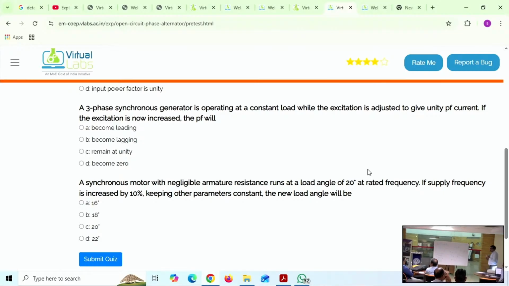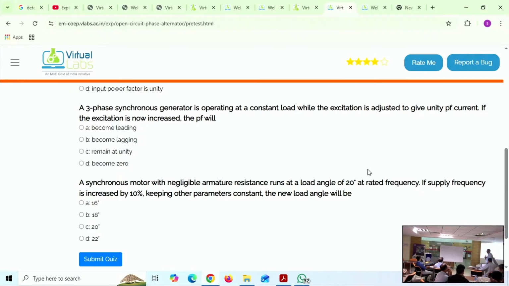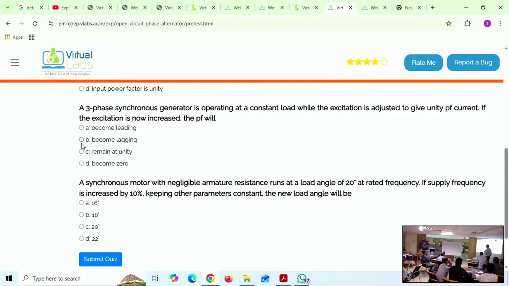Yes. Correct. That is the explanation. And it will become lagging. Power factor will become lagging as per our understanding.